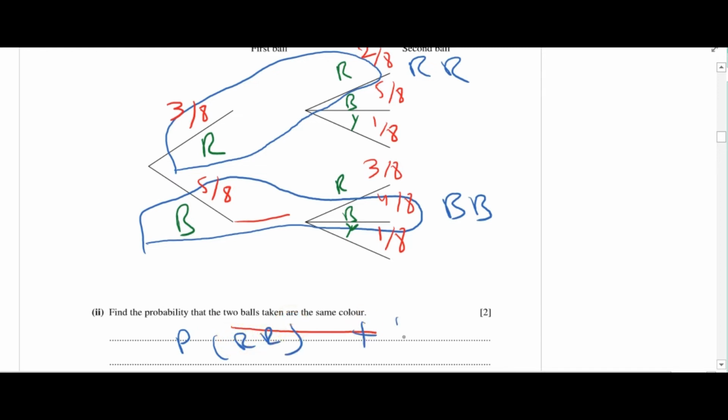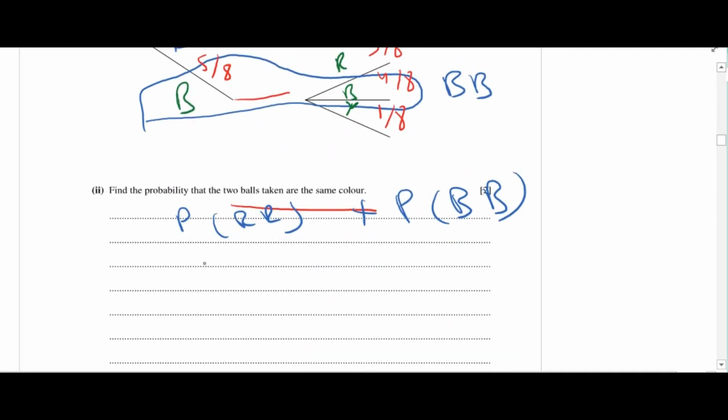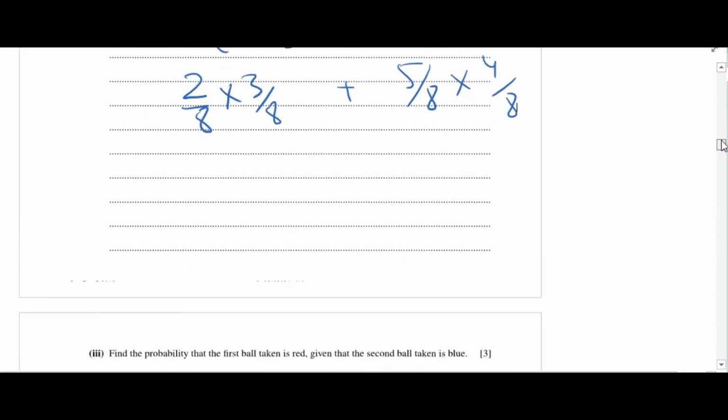So if we want to get the probability of the same color, we are going to find the probability of both reds plus the probability of both blues. So the probability of both red is 3 by 8 times 2 by 8, plus 4 by 8 times 5 by 8. That becomes 2 by 8 times 3 by 8, since multiplication is commutative, plus 5 by 8 times 4 by 8.